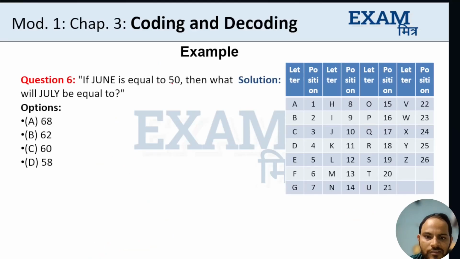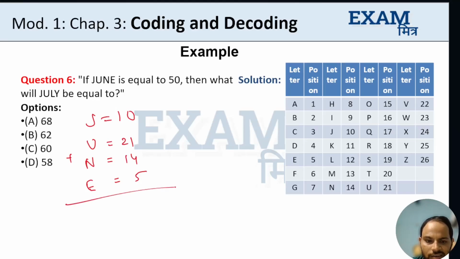If June is equal to 50, then what will July be equal to? So for this, we need the letter position values. We need to know the value of each letter. So what is the position of J? From this table, J is 10. The position of U is 21. The position of N is 14. The position of E is 5.